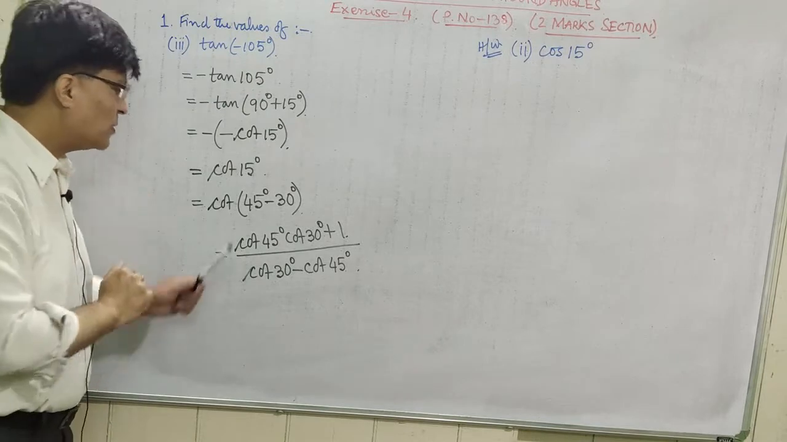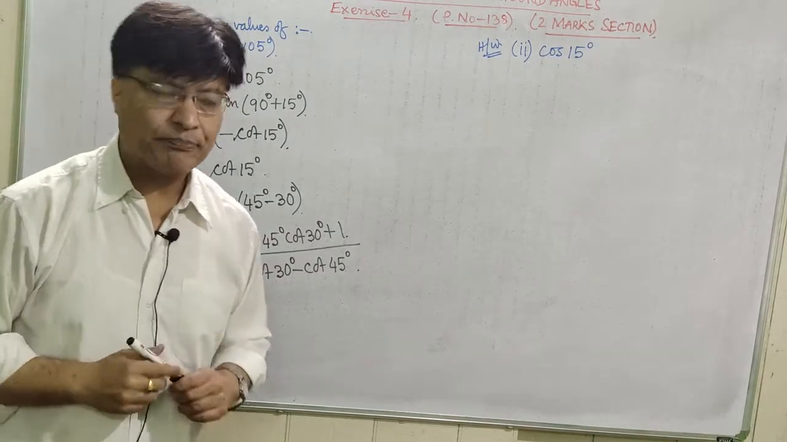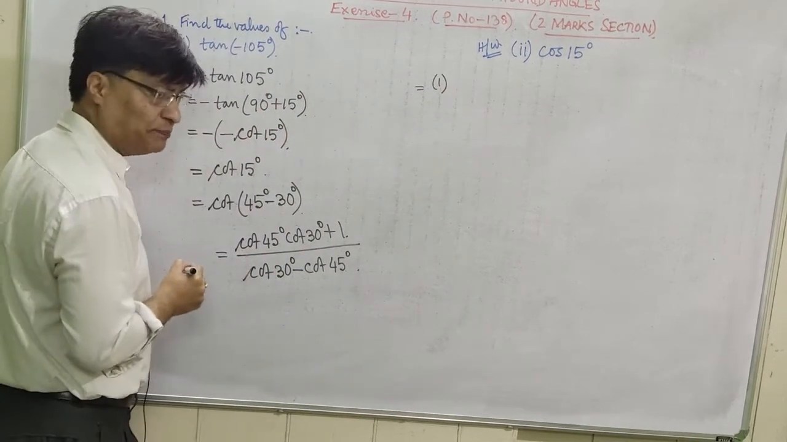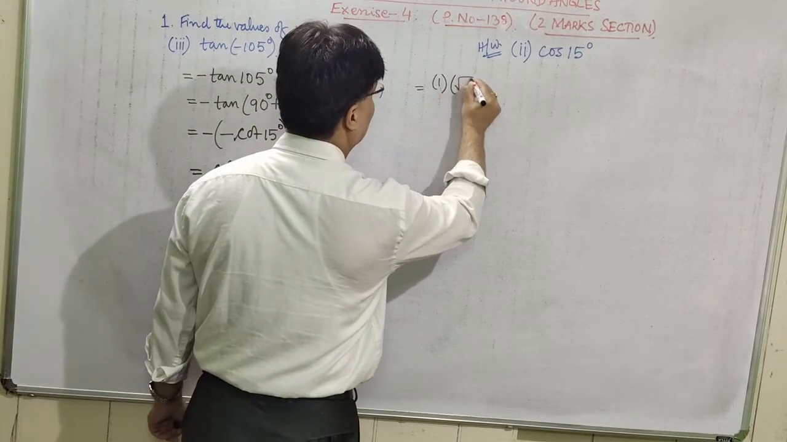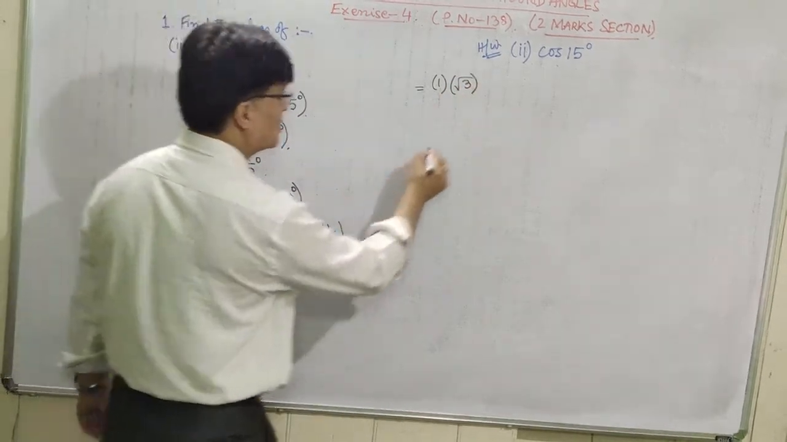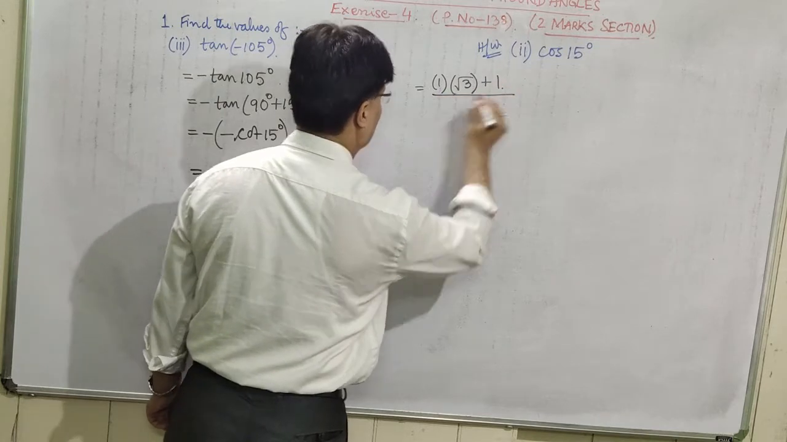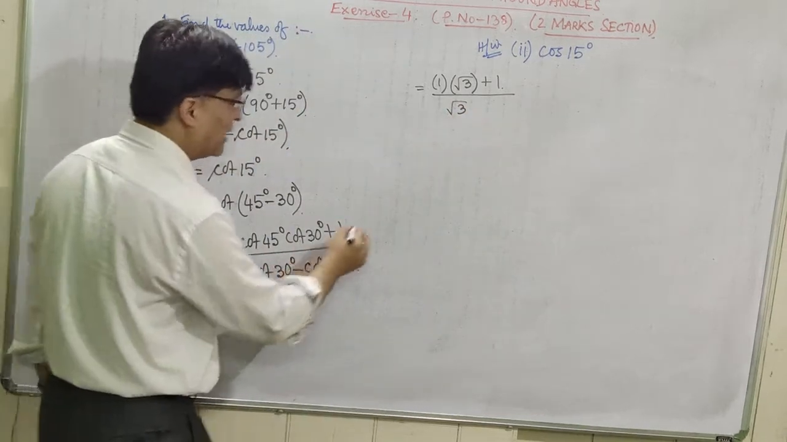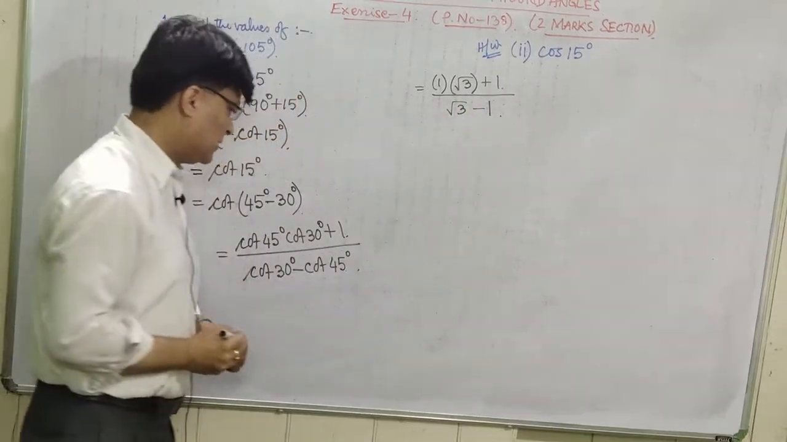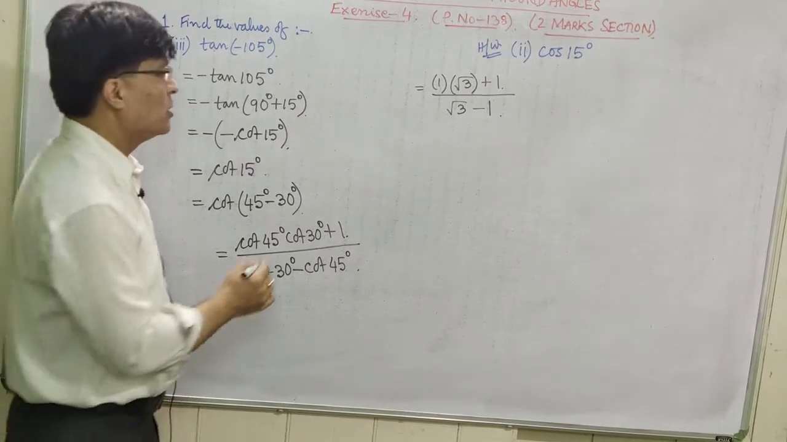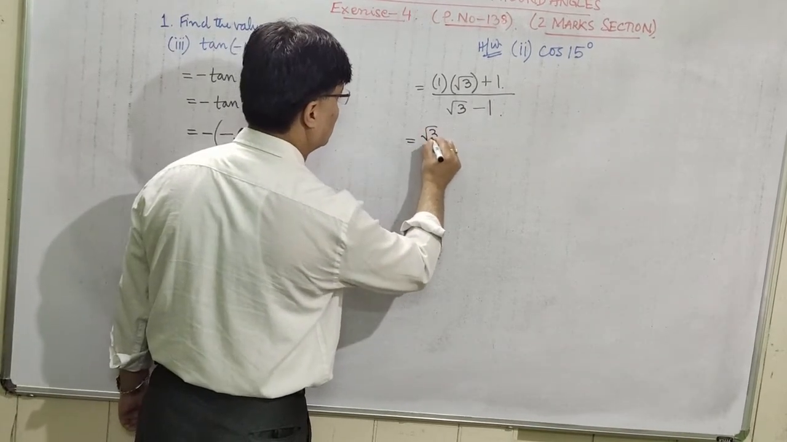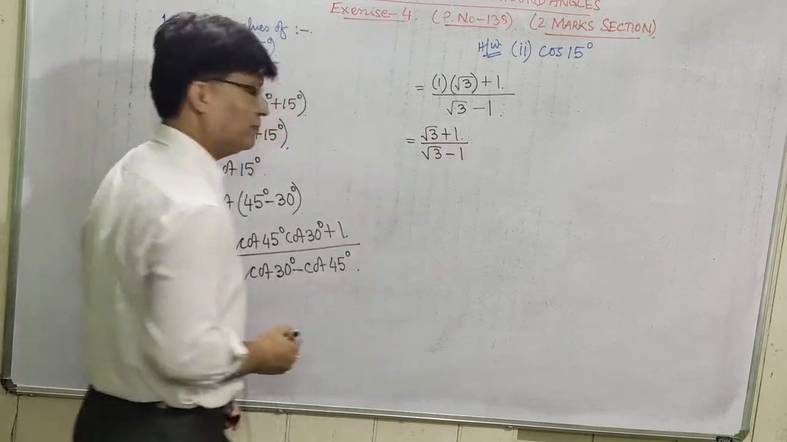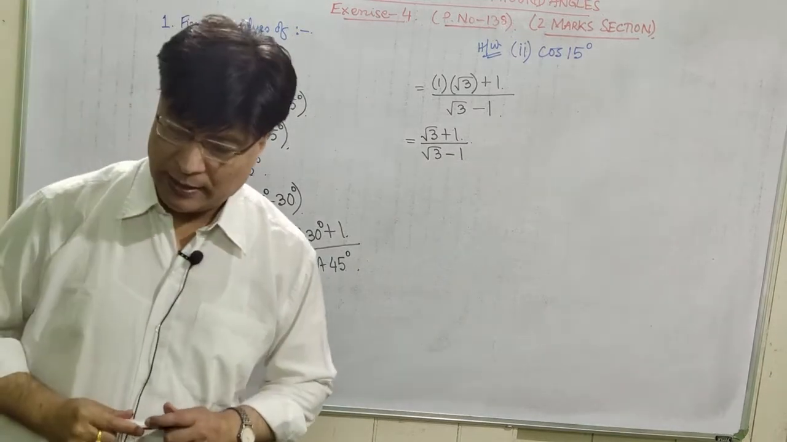Okay, so now let us put the values of the standard angles. What is cot 45 degree? You know that cot 45 degree is 1. What is cot 30 degree? You know that this is root 3. Then comes plus 1 divided by, in the denominator, what is cot 30 degree? Cot 30 degree is root 3 minus, what is cot 45 degree? It is 1. Is that clear? So which is equal to 1 into root 3 is root 3 plus 1 divided by root 3 minus 1. So I think you have understood it. This may be the answer.